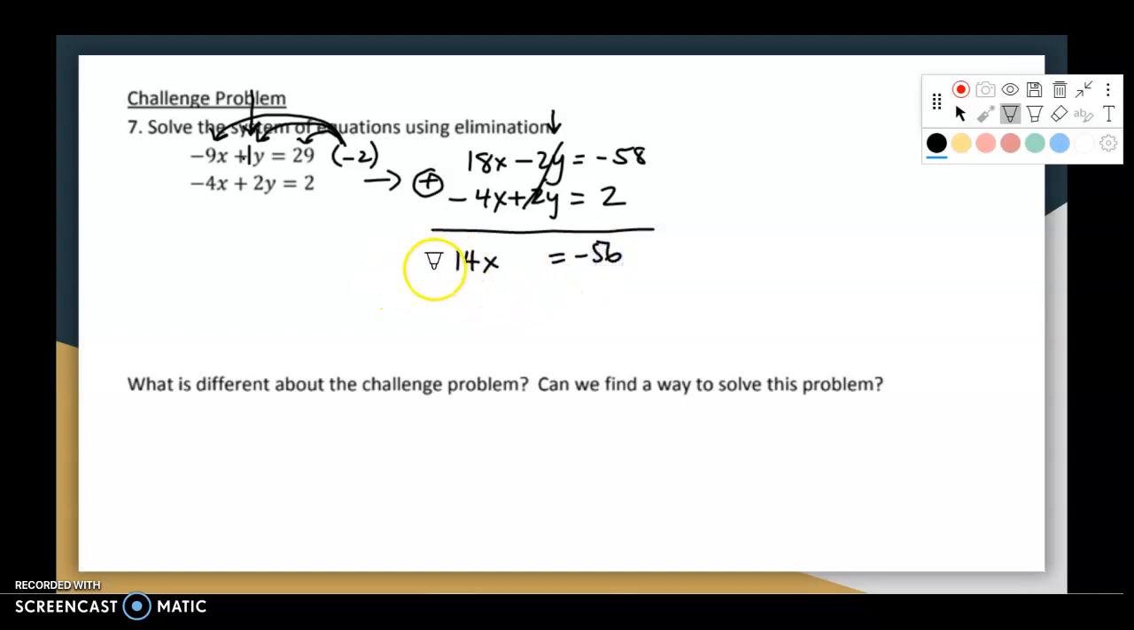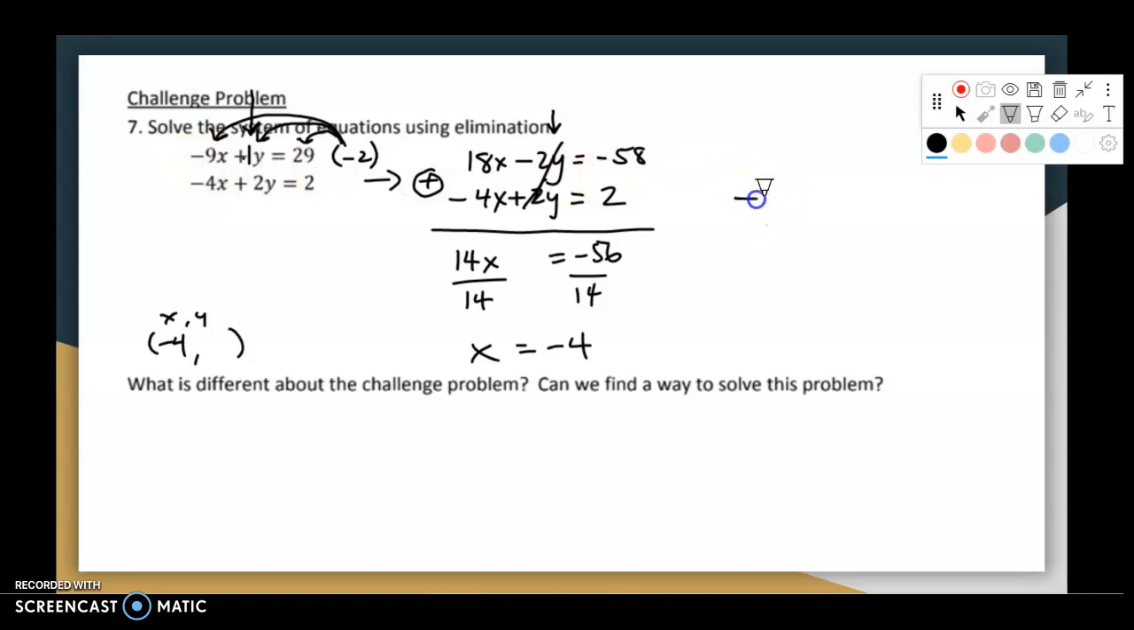And now we are ready to solve this for x. If we divide both sides by 14, we get x equals negative 4. So that's our x coordinate of the solution. Now we need the y coordinate to go with it. So we're going to take x equals negative 4 and plug it into one of these two equations up here. Doesn't matter which one. It's up to you.